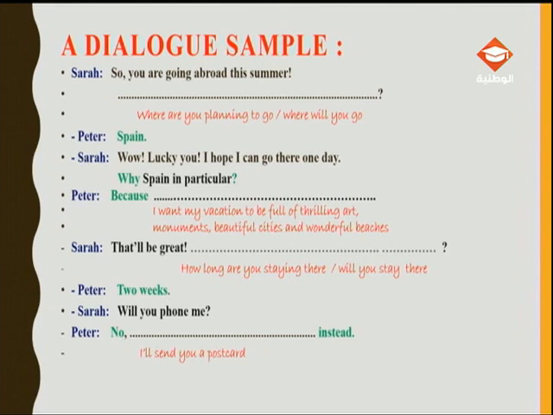Peter has to answer by saying, I will send. I will not phone you. I will send a postcard instead. As you can see, we have therefore in this dialogue 4 missing utterances.